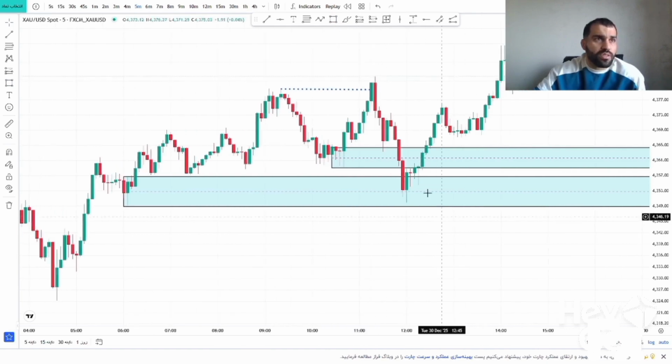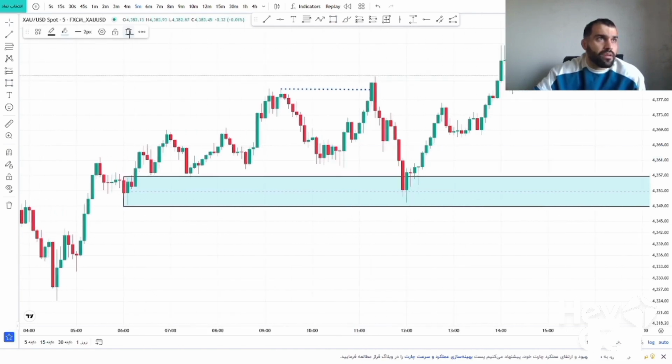So what happens here? This zone didn't work and a breakout, a gap occurred. As you can see, a gap occurred. The important point about this structure is that this gap was a fake gap. It was a fake breakout.